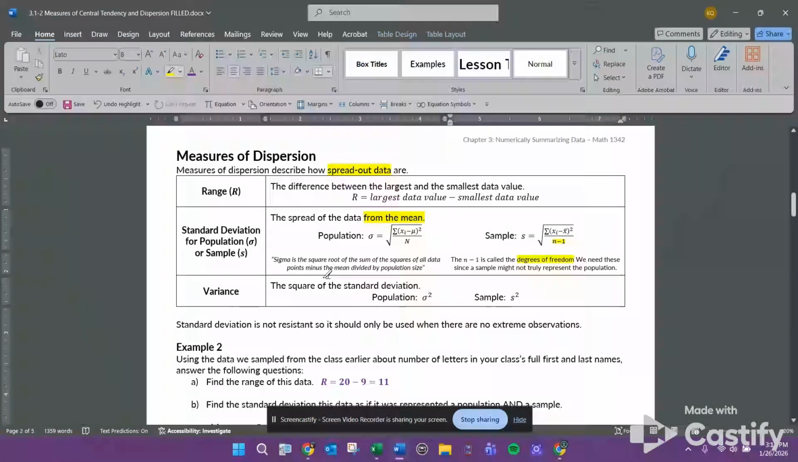The last measure of dispersion is variance. It is just another value we can give to talk about how spread out the data is. It is the square of the standard deviation. In fact, population variance is sigma squared. That's how you would report it. So you just square this bad boy.